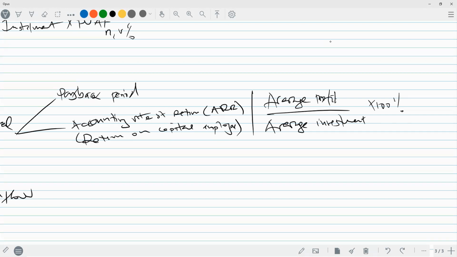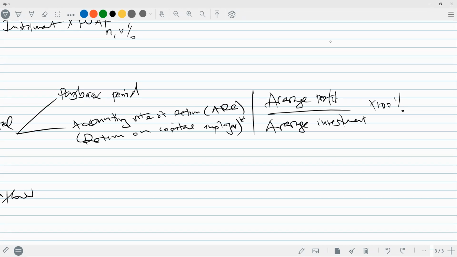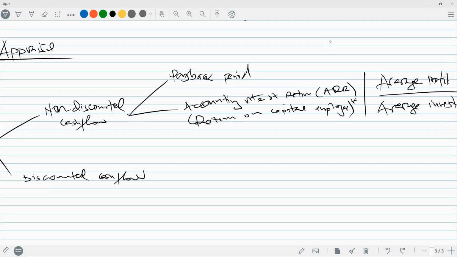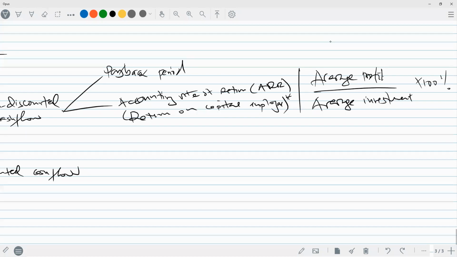Don't forget, there's an issue here. Be careful. There's the return on capital employed as a ratio, and the return on capital employed as an appraisal method. Don't confuse the two. The first is a financial statement ratio analysis, and the other is an appraisal method. They have the same term, but they are applied differently. And those are the non-discounted cash flow techniques, the ARR and the payback period.